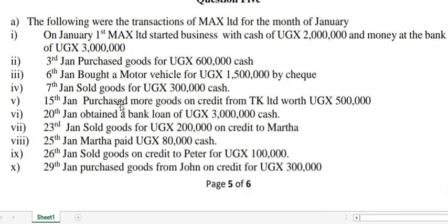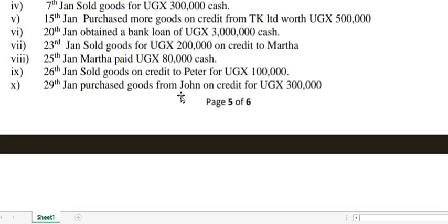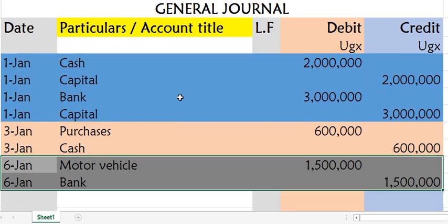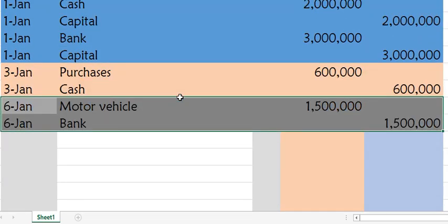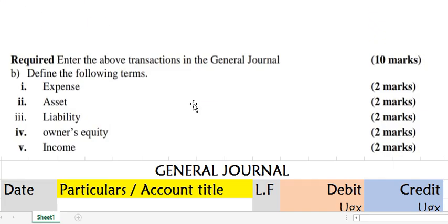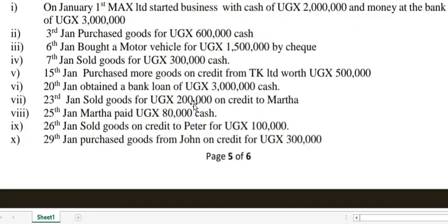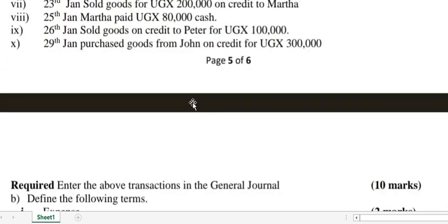The next transaction is on 7th, sold goods for Ugandan shillings 300,000 cash. So we see a sale of goods, cash. So cash, as I have already told you, is an asset to the business, and now when we sell goods we receive cash. So cash increases, meaning that if I'm increasing cash, I'll make a debit entry in the cash account. So the cash account is to be debited. This is on 7th.